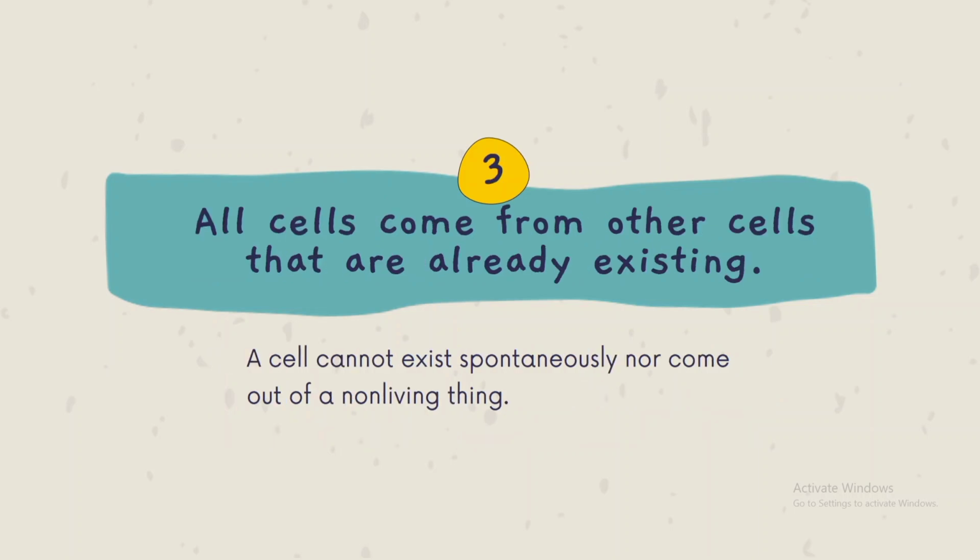Number 3. All cells come from other cells that already exist. A cell cannot exist spontaneously nor come out of a non-living thing. A cell is divided into many portions, 2 or 4, by cell division. We will discuss cell division after that.